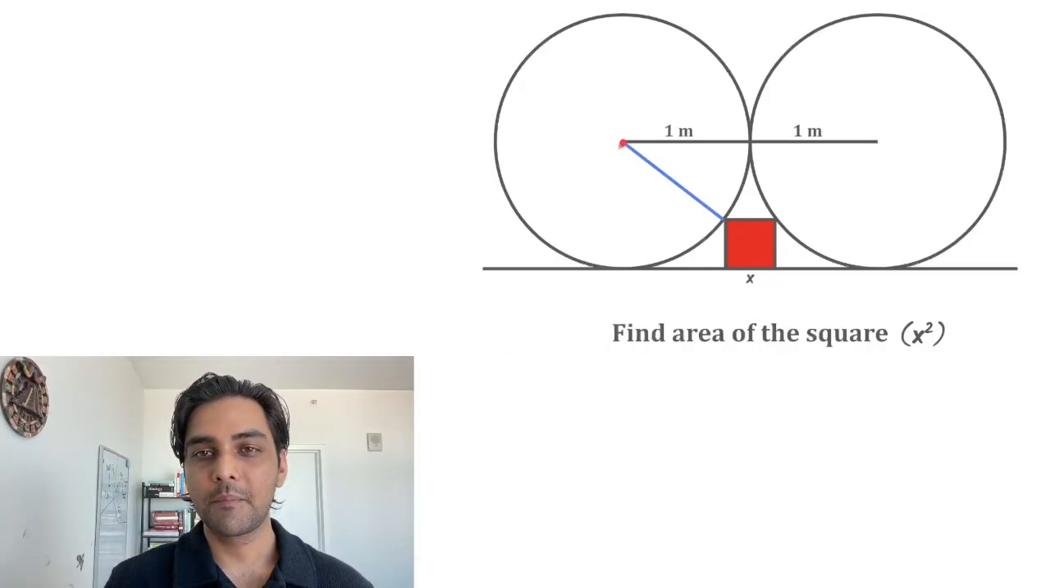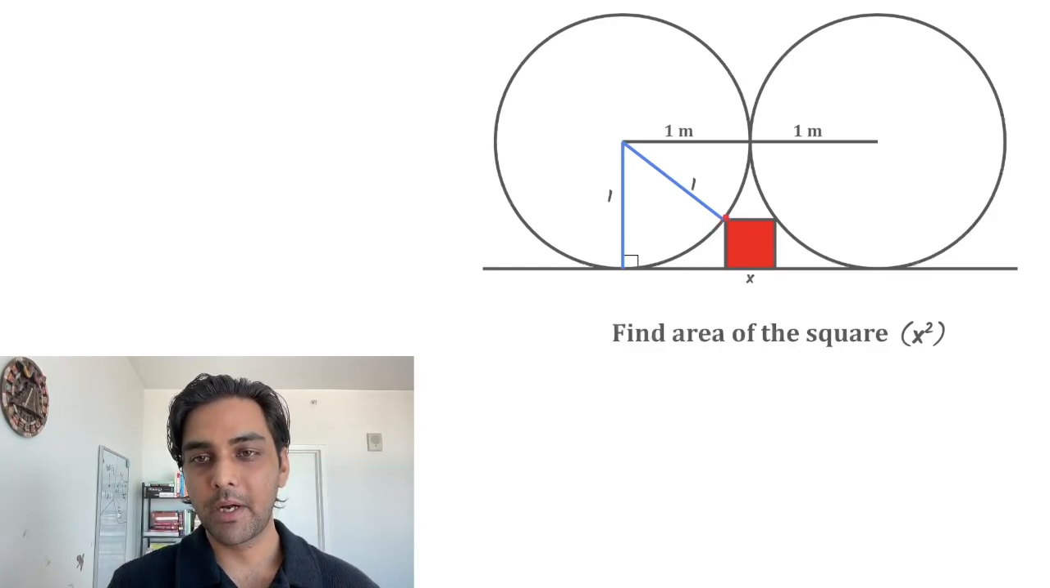Let's draw a line from the center of this circle to this corner of the square. Let's draw another line from the center of this circle to the flat surface. Because the flat surface is tangent to the two circles, we know that this angle is going to be a right angle. Because both of these lines are the radius of the circle, we know that both of them are going to be 1 meter.